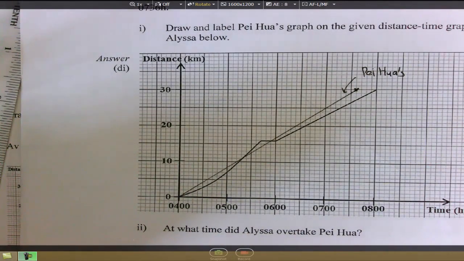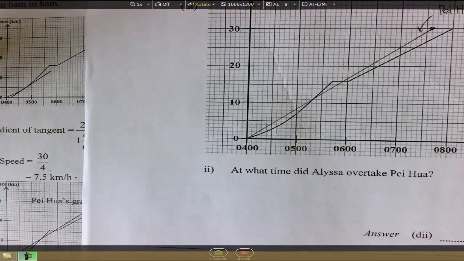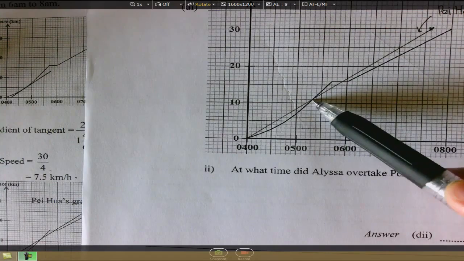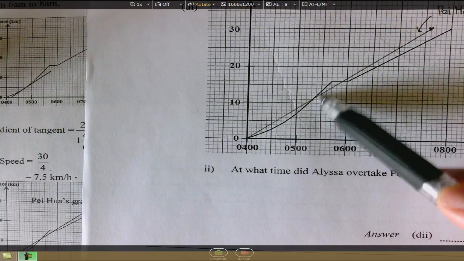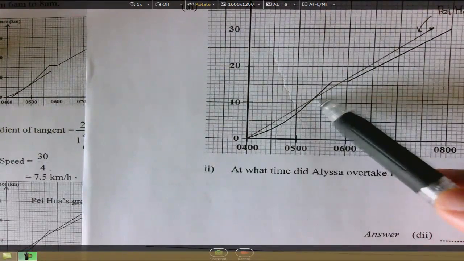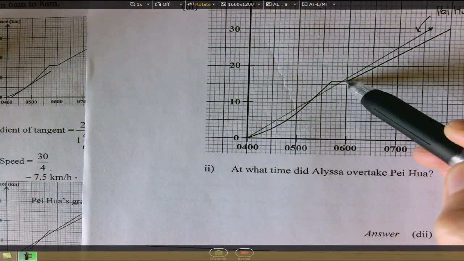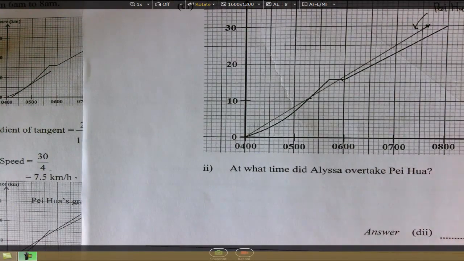Then finally, at what time did Alyssa overtake Pei Hua? She overtook her here at 5:18 a.m. Over here, she overtook her at 5:18 a.m. That's the first time she overtook. Then after that, Pei Hua overtook her at this time. Then they swap again at this time.